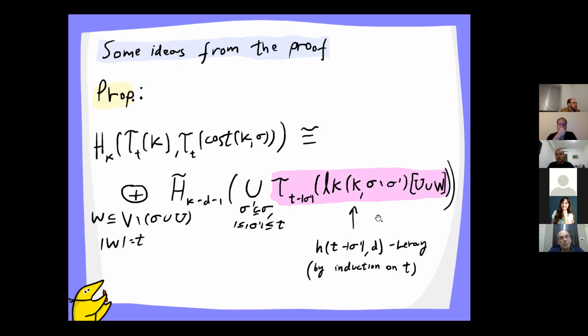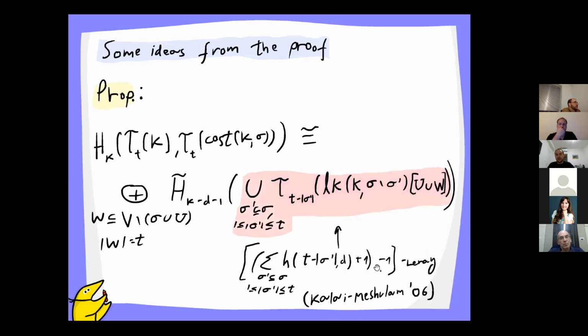And then we can use a result of Gallai and Meshulam that says that the union of complexes with bounded Leray number has also bounded Leray number, which is bounded more or less by the sum of the Leray numbers of the complexes with some small correction. Okay, so for this complex, we have a bound on the Leray number.